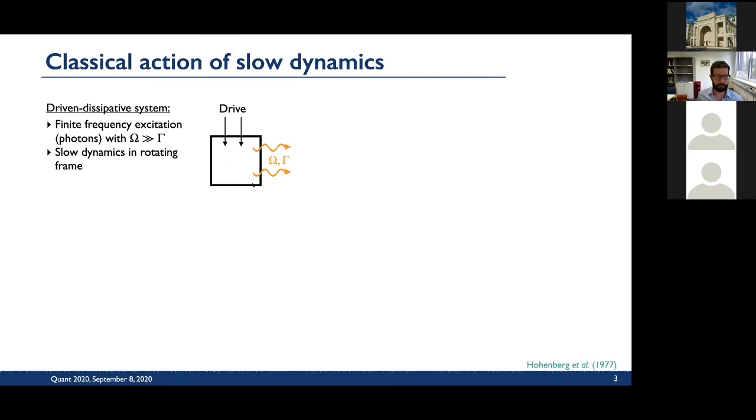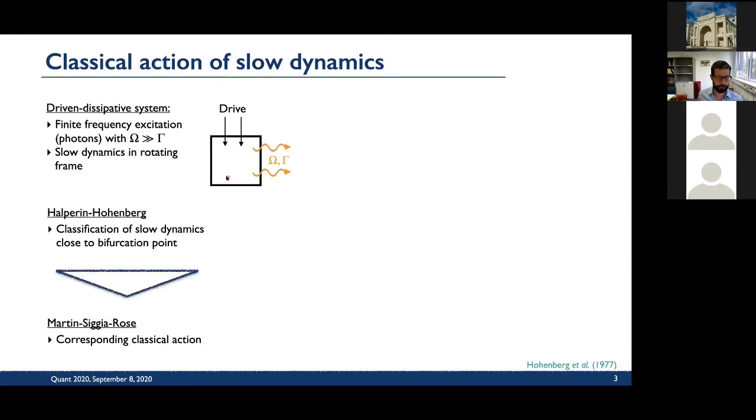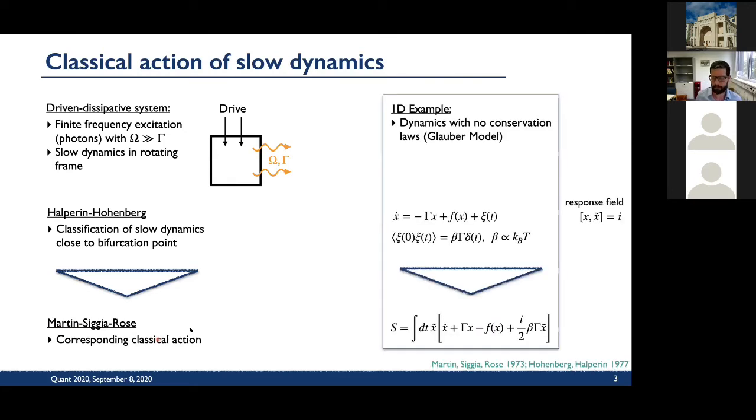First, we look at the classical equations, which we expect. The physics close to this bifurcation threshold has been classified, and you can write down a certain set of equations. Depending on which class you are in, there are different sets of equations. Because at some point we want to do quantum mechanics, it's important that we have a path integral description of this, and that you can do. There's something called the Martin-Siggia-Rose action, which I will write down in a second.